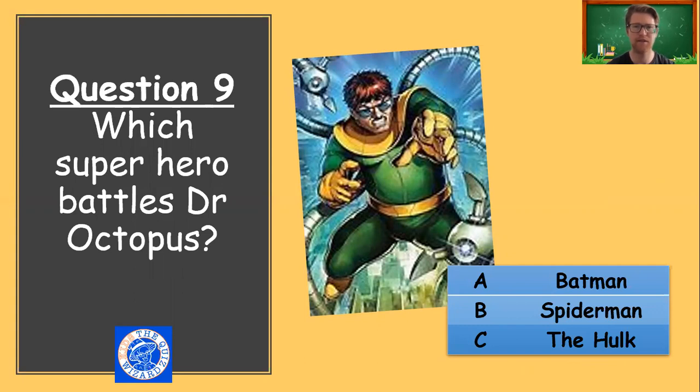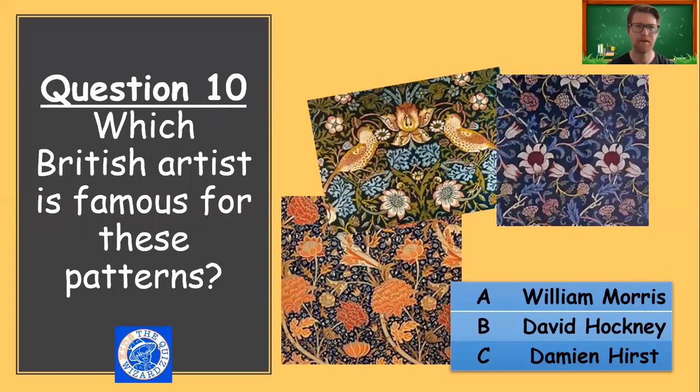And the last question today, got some options again. You may have studied this person. Which British artist is famous for these patterns? Is it A, William Morris, B, David Hockney, or C, Damien Hirst? They're all famous artists, but which one did these patterns?